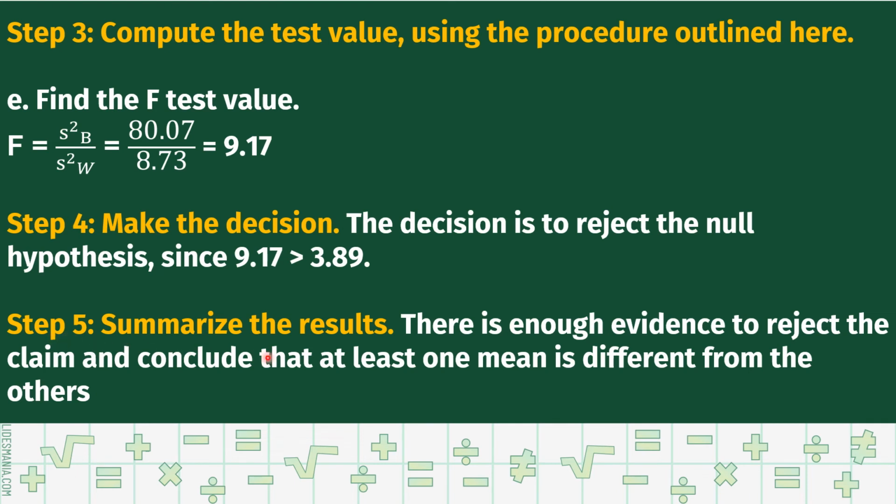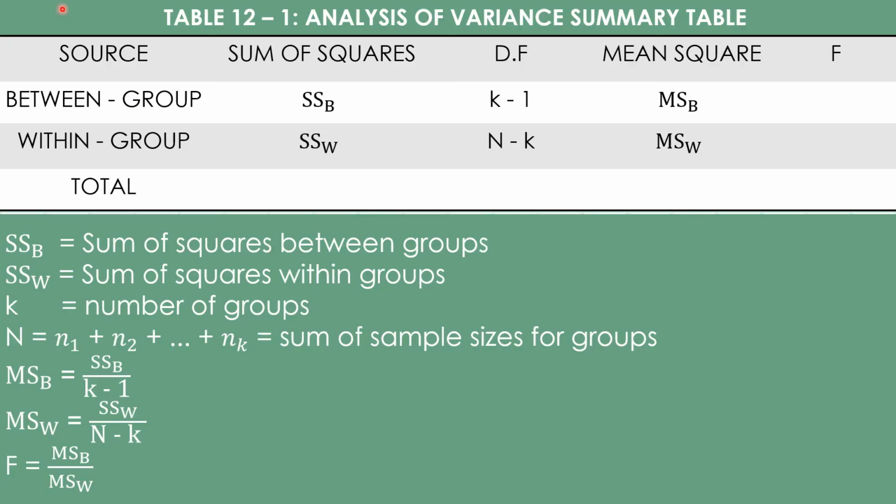And for step 5, summarize the results. There is enough evidence to reject the claim and conclude that at least one mean is different from the others. Ano ba yung claim natin? Yung claim natin is yung null hypothesis. Yung null hypothesis ay nagsasabi or it states that the means are equal. Hindi nga sila equal. So meaning kung hindi sila equal, at least one mean is different from the other. In summary, here is table 12-1, the analysis of variance summary table.